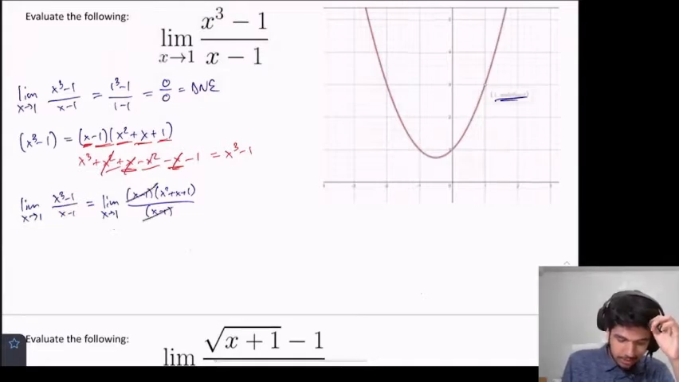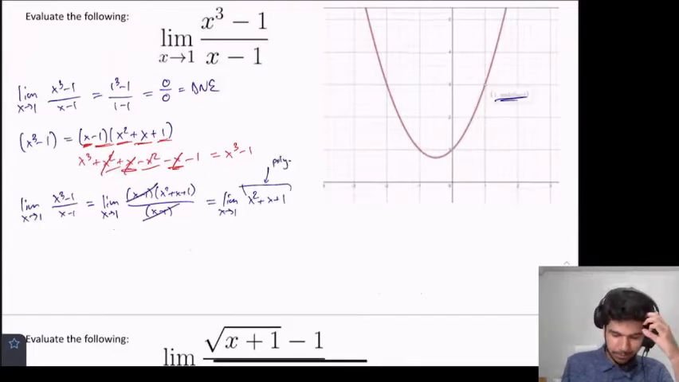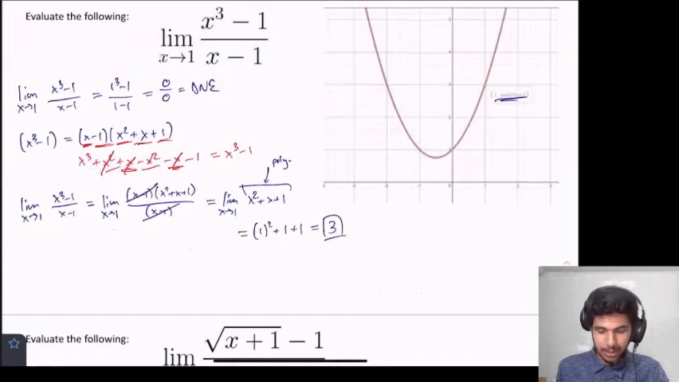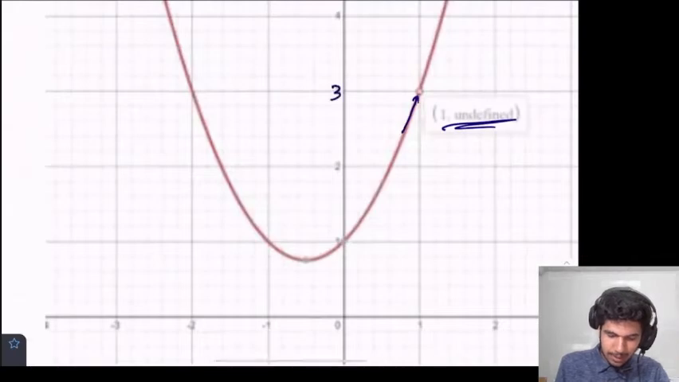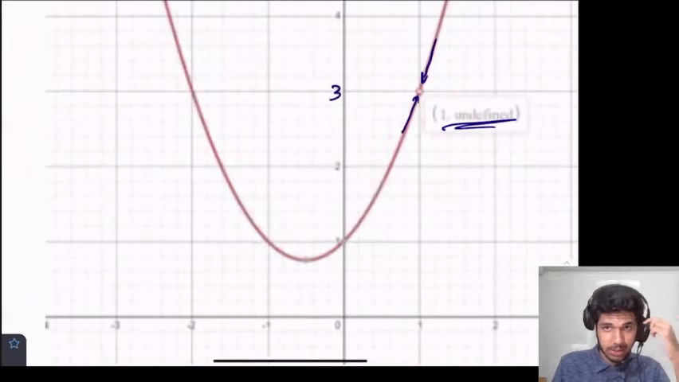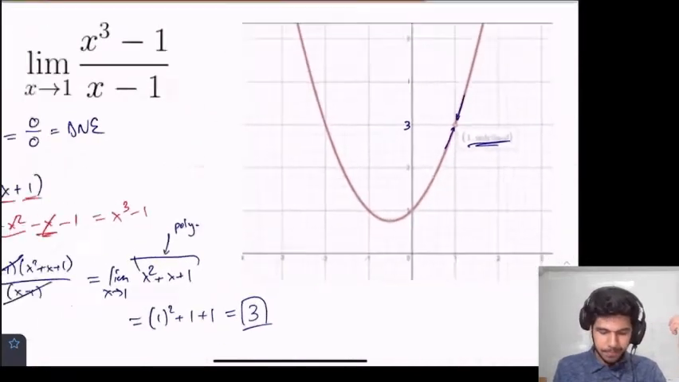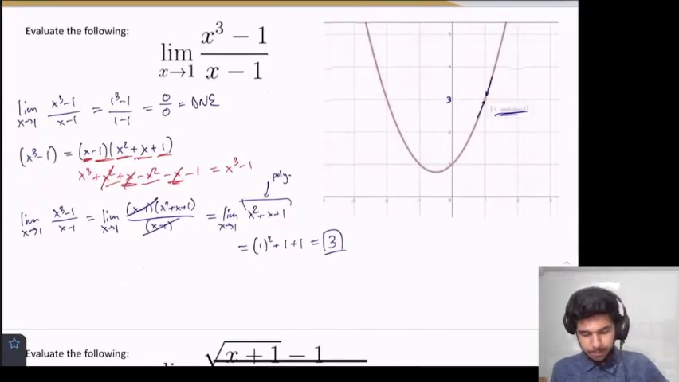And now these cancel, and now we're just left with the limit as x approaches 1 of x squared plus x plus 1. This is a polynomial function, so we can just plug in x equals 1, and we get 1 squared plus 1 plus 1 is equal to 3. And that's the value we got earlier when we did it with the table, right? And that's the value we expect to get, because as we get closer from the left, we approach y equals 3. And same thing as we get closer from the right-hand side, we get closer to y equals 3. So we can use factoring to our advantage.